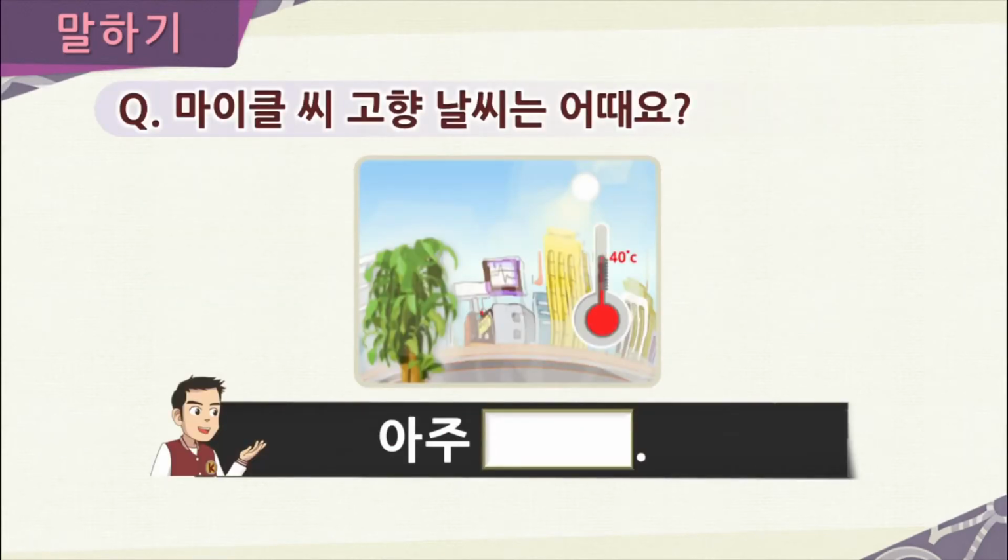Now this time, look at the picture and answer the question. Now the question presented here is 마이클 씨 고향 날씨는 어때요? Or how is the weather in Michael's hometown? Well, if you look at this thermometer here, you can see that it's 40 degrees. That would be in Celsius. In Fahrenheit, that would be about 104. So how could we describe it? We would say 아주 더워요.